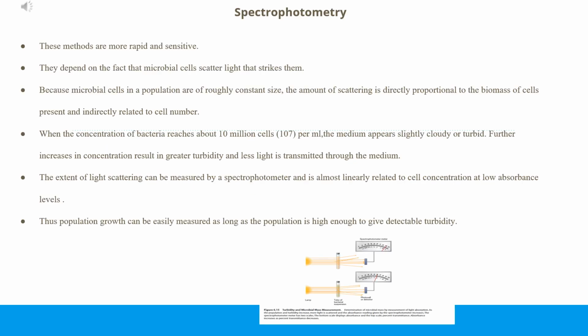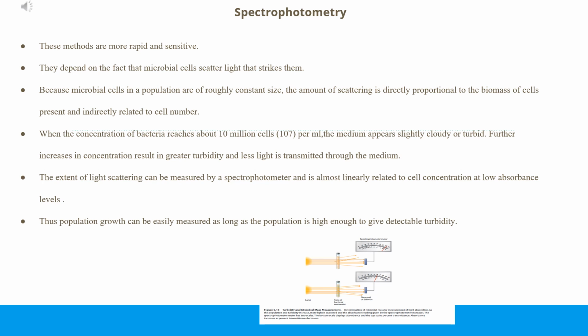And the next technique for cell mass measurement is spectrophotometry. These methods are more rapid and sensitive, and they depend on the fact that microbial cells scatter light that strikes them. Because microbial cells in the population are of roughly constant size, the amount of scattering is directly proportional to the biomass of cells present and indirectly related to the cell number.